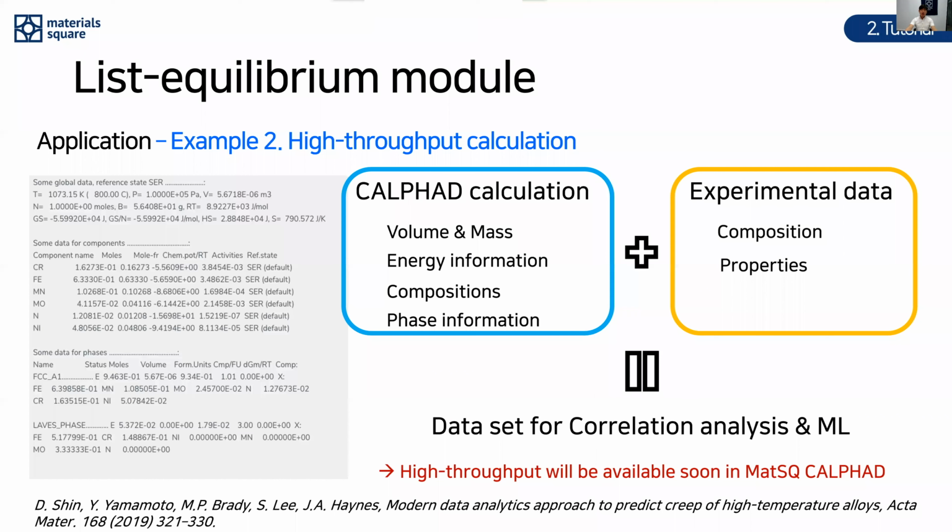The second example is the high throughput calculation. The information obtained from this equilibrium module can be applied to materials big data. Actually, one team of accredited national laboratories performed the high throughput thermodynamic calculation based on the Thermo-Calc software. In their study, data obtained from high throughput thermodynamic calculation was used as microstructural information. So these data have clarified the relation between microstructure and creep resistance. Also, these data have developed the machine learning model to predict creep resistance.